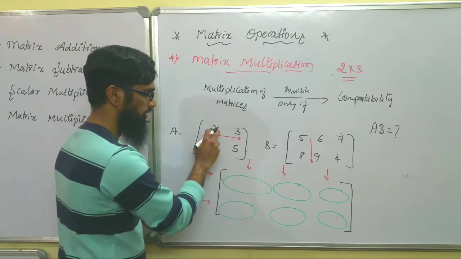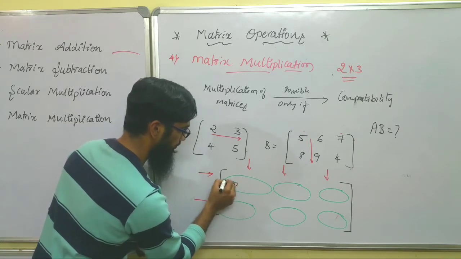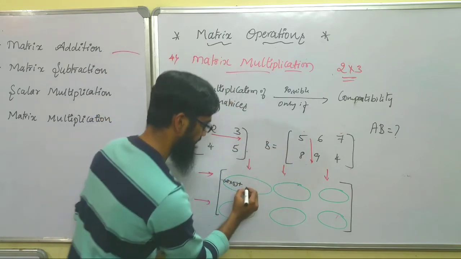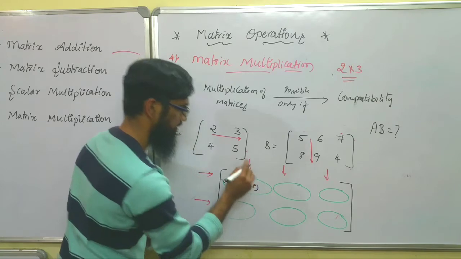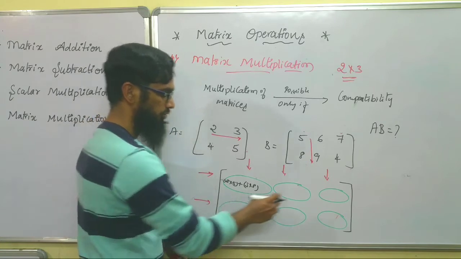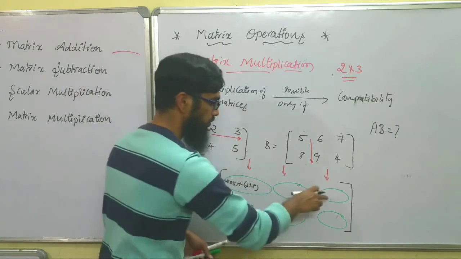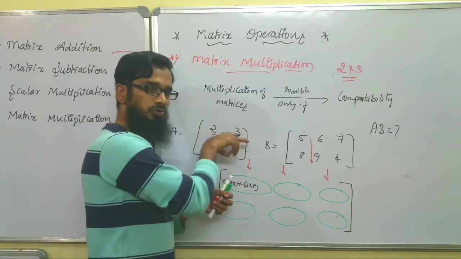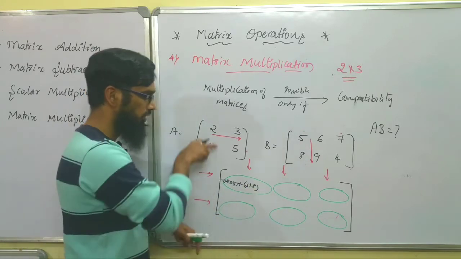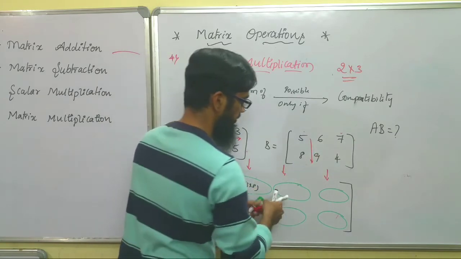Suppose, for example, 2 into 5 plus 3 into 8. This is the first position of the final matrix here. Again, in this place the same row, that is the first row itself, because in the entire row we are just multiplying with the first row of A. Now, for first row, second column, take the first row of A with the second column of the matrix B.